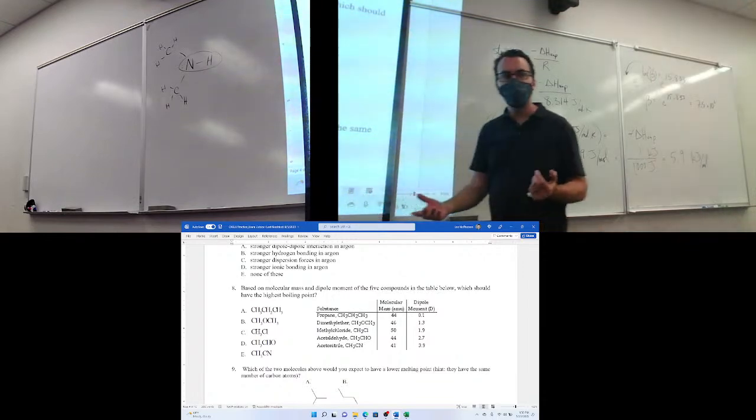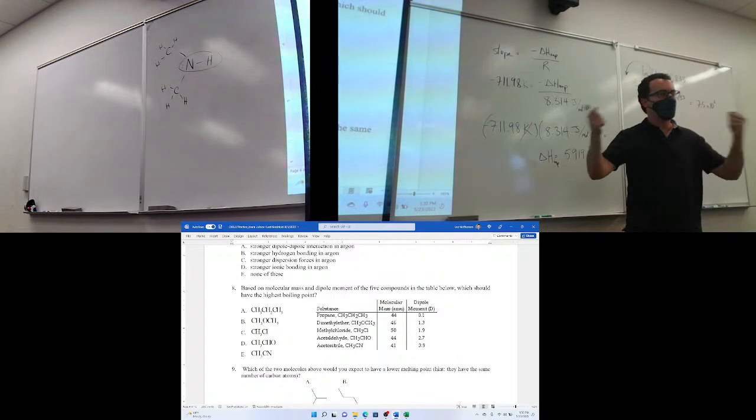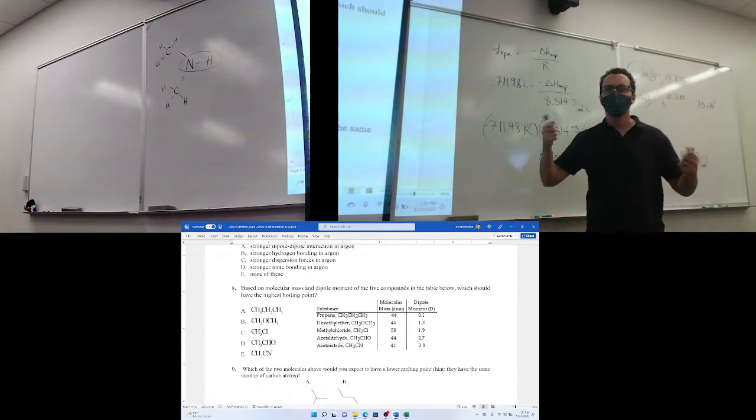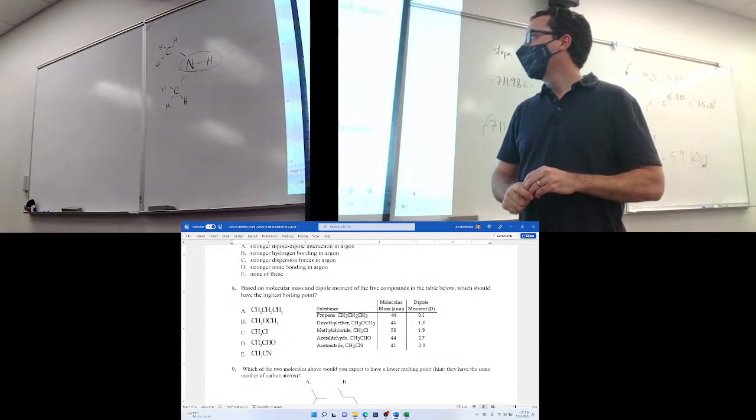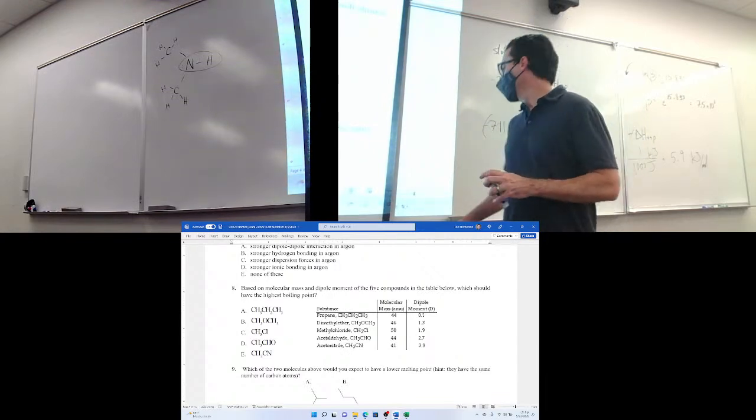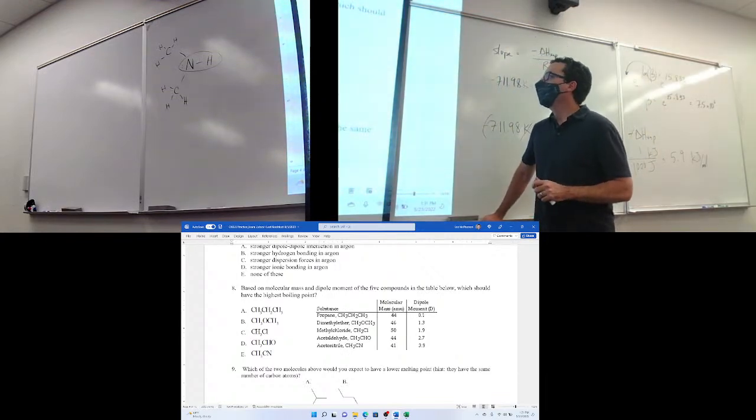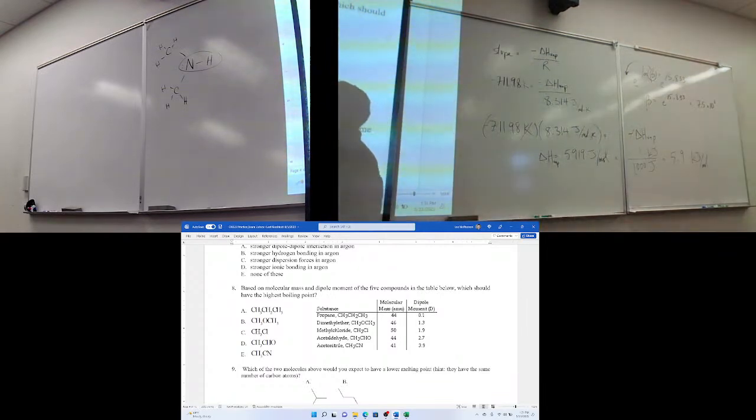So the stronger the dipole moment, that basically means the stronger that partial positive and partial negative are, the larger those partial charges are. So that overrides if there's an OH group or something. Well, an OH group, none of these are OH actually. So this is not an OH.